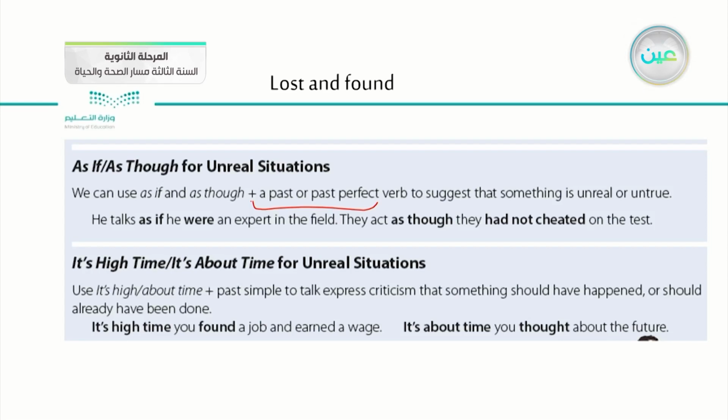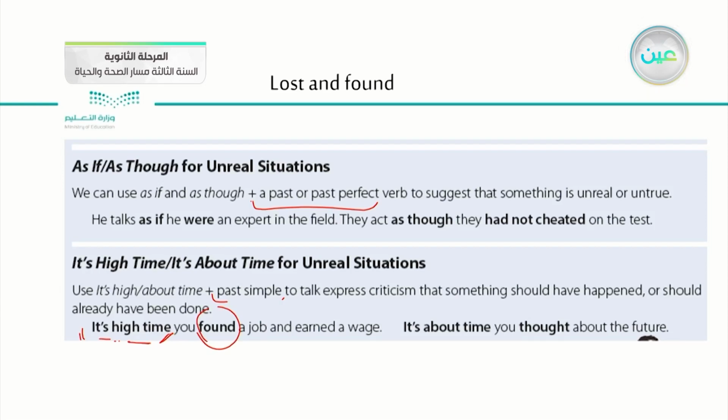After that, we have it's high time or it's about time for unreal situations. We use these two expressions and we follow them by a past simple to express criticism that something should have happened or should already have been done. So if you want to say that you should have a job and earn a wage, you can say it's high time you found a job and earned a wage. We use this expression and the following verb is in the past simple.